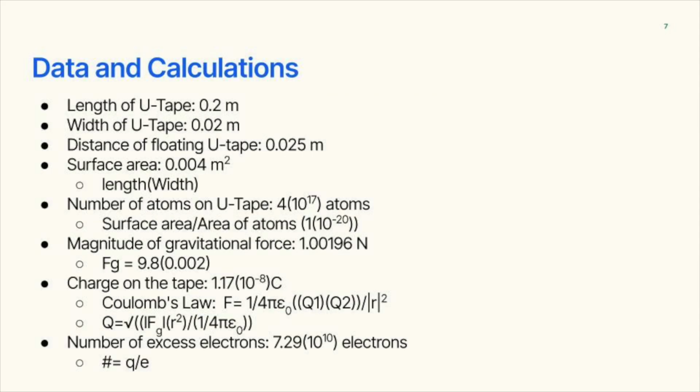Some data I collected within the experiment was the length of the tape, which was 0.2 meters, the width of the tape, which was 0.02 meters, and then the distance floating upward was 0.025 meters, which I measured after the float. Using this data, I could calculate the surface area and number of atoms. Then, using Coulomb's law, I could calculate the charge of the tape, which was 1.7 times 10 to the negative 8 coulombs, and the number of excess electrons, which was 7.29 times 10 to the 10 electrons.